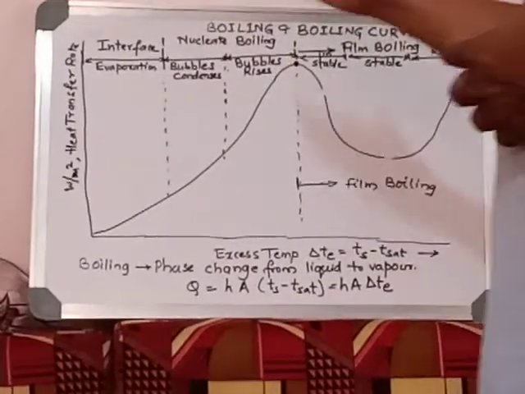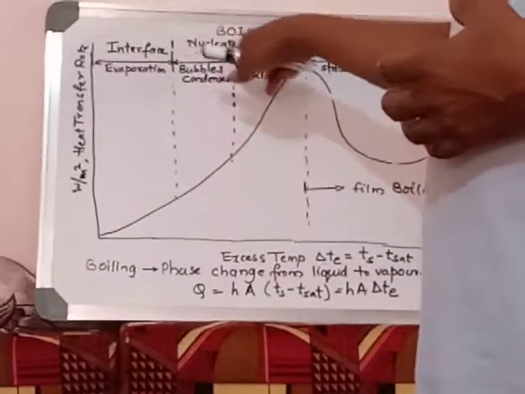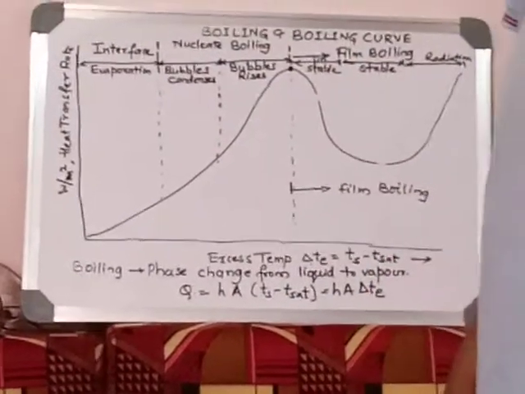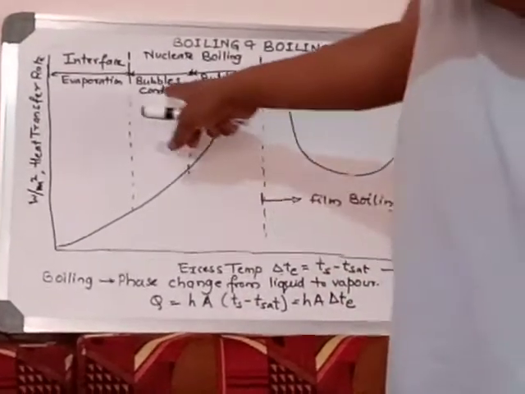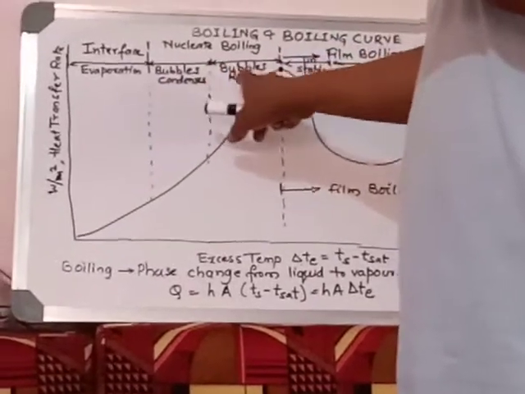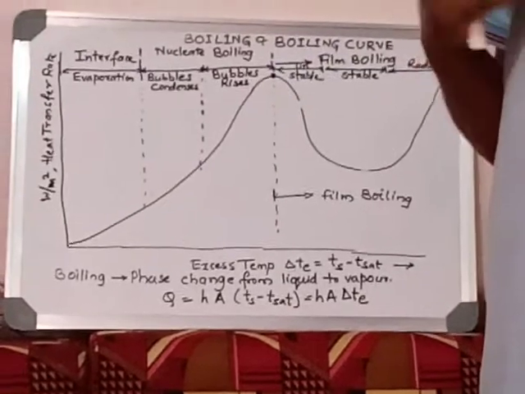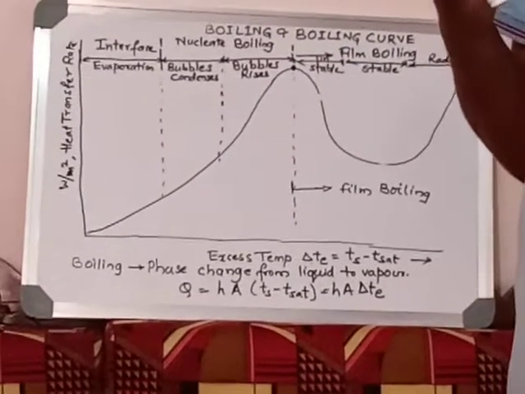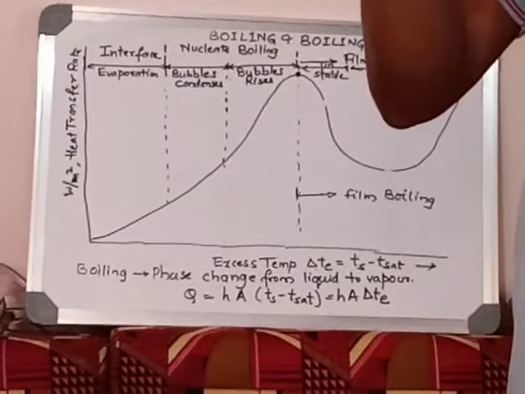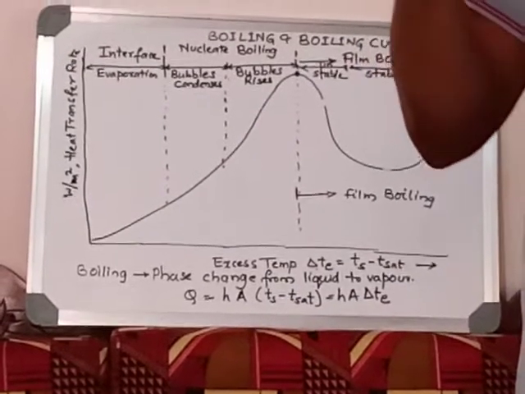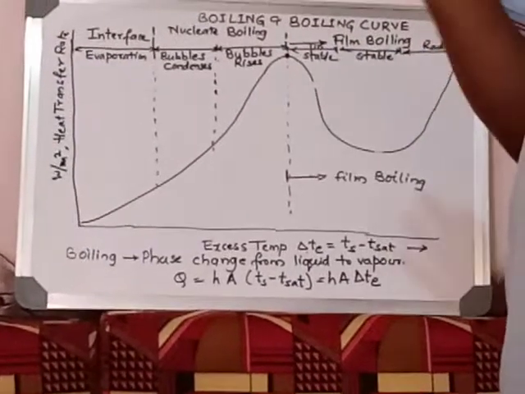Next comes nucleate boiling. In nucleate boiling, actual bubbles are formed. Again there are two stages: the bubble condenses and the bubble rises. The bubbles formed surrounding the nichrome wire will rise to some extent in the liquid, but will not reach the surface level; they will rupture there itself.